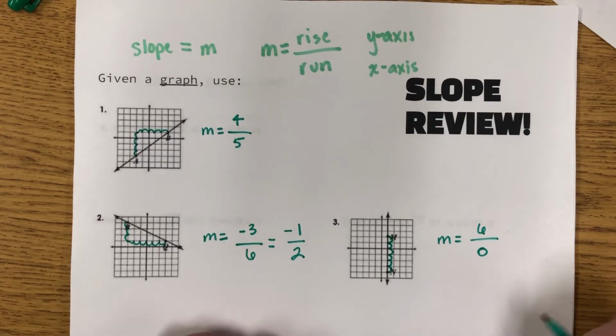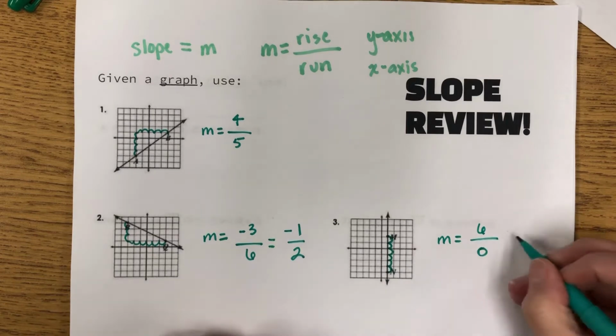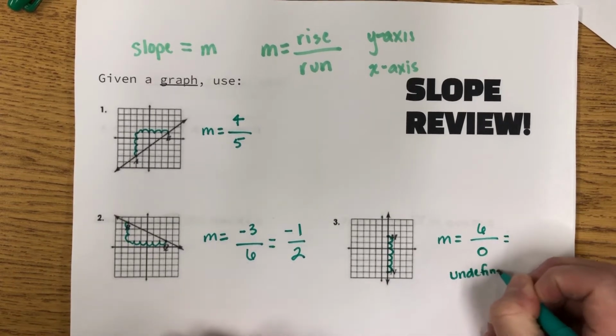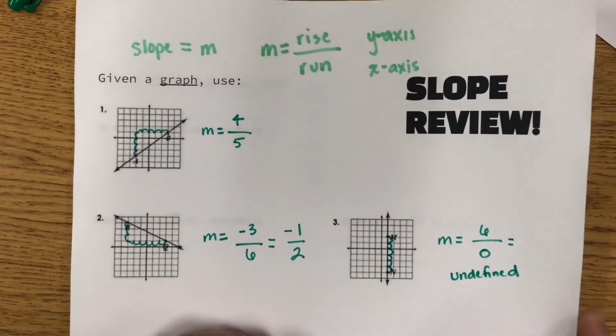White's office. So anytime we have 0 in the denominator, our answer would be undefined. Because remember, we are not Spider-Man and cannot walk up a wall.